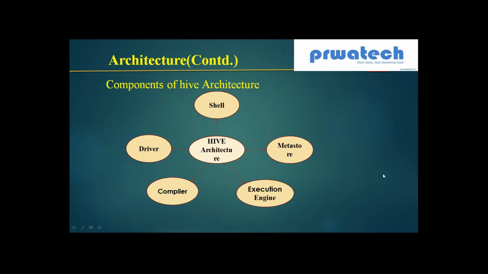Well, so this is all the architecture we have discussed. In a shell, we have only one shell that is called the Hive shell, where we execute all the SQL queries. We have the metastore, we have the execution engine, which gives the final output. We have a compiler and the driver. So these are all the components that we have discussed and how these components communicate with each other.